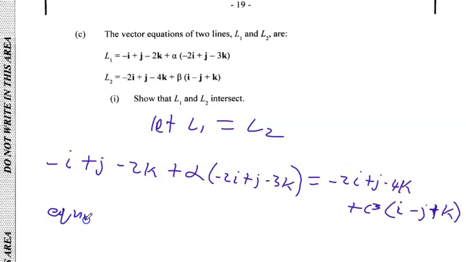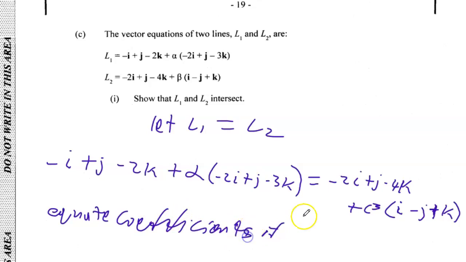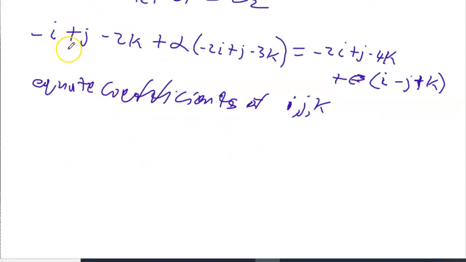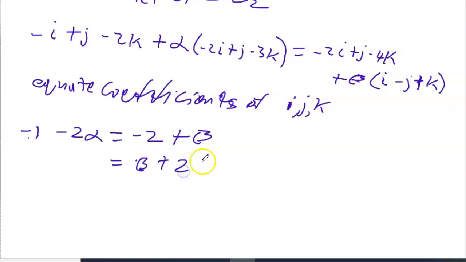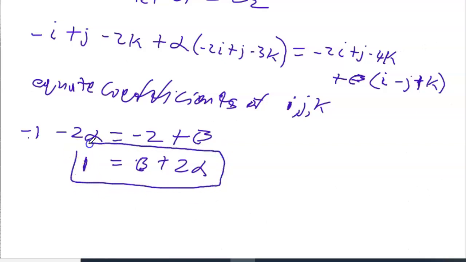Next we can equate coefficients of i, j, and k. Now for the i, the coefficient of i on the left hand side is -1 - 2 alpha. Now we can do some grouping here. This means that beta plus 2 alpha is equal to positive 1. So I can box that up, that's an equation.